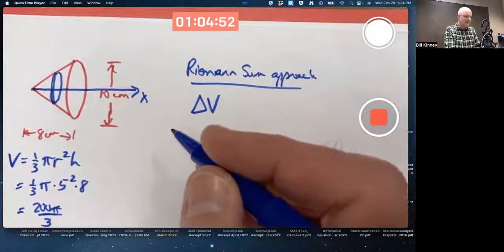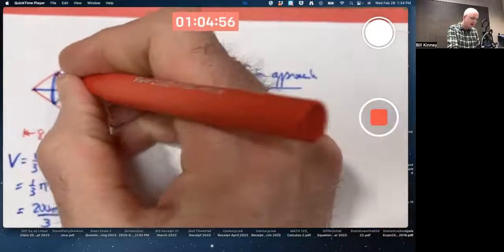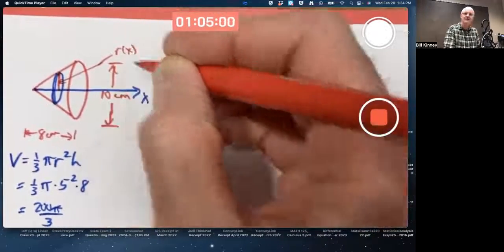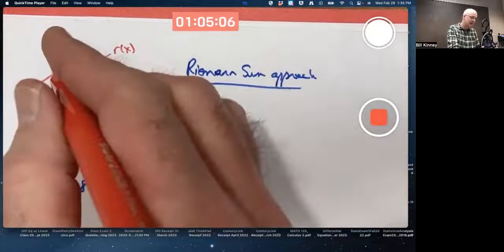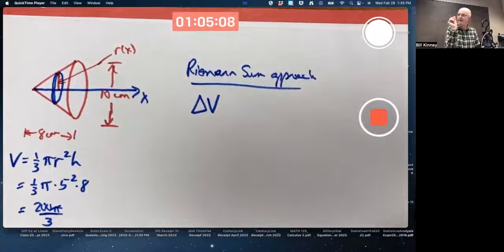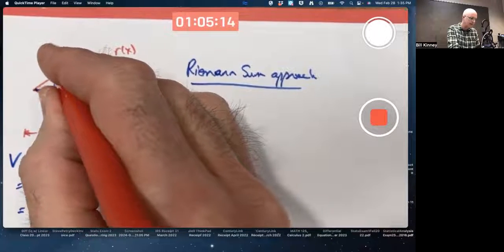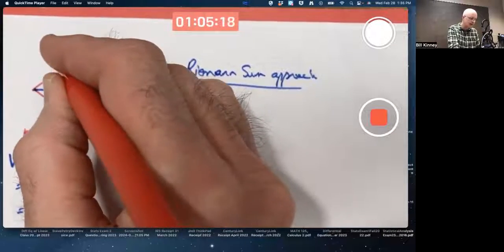Pi r squared times h. The radius, right there, you could call that maybe r of x, r for radius, but it depends on x. And what's the small width? How about we call that delta x? So the small width here, hard to draw, of this thin wafer is delta x.